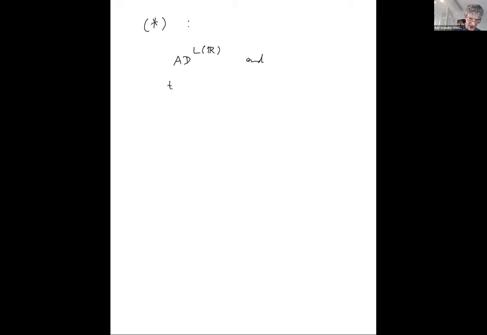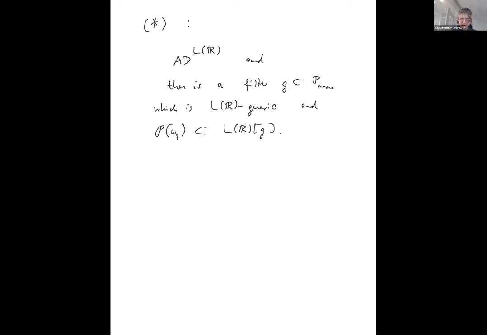And you want to say that there is a filter G in Pmax, which is L(R)-generic. So it meets all the dense sets in L(R), and has the additional feature that it captures the power set of omega one. So the power set of omega one is contained in the Pmax extension of L(R) as being given by that filter. Okay, so having a generic filter over L(R) is not enough. You also want that all the subsets of omega one are contained in the Pmax extension of L(R) by that filter. So it's basically a conjunction of these statements.